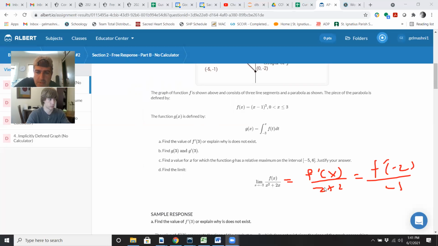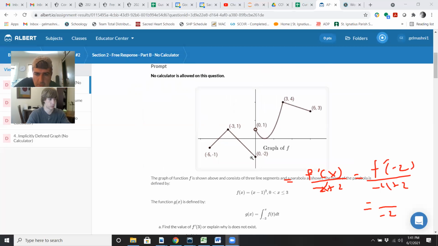Oh, sorry, 2x plus 2. If I plug in negative 2, I should get negative 2 on the bottom. So I get negative 4 plus 2. So you get negative 2 on the bottom, f prime negative 2, according to the graph. That slope is just going to be 1. No, sorry, negative 1.